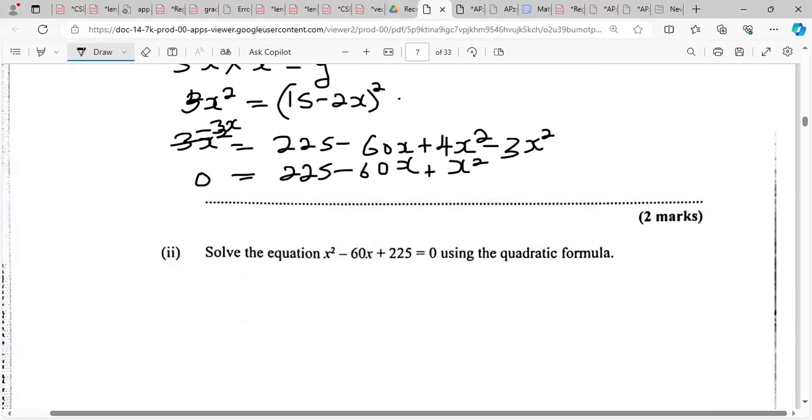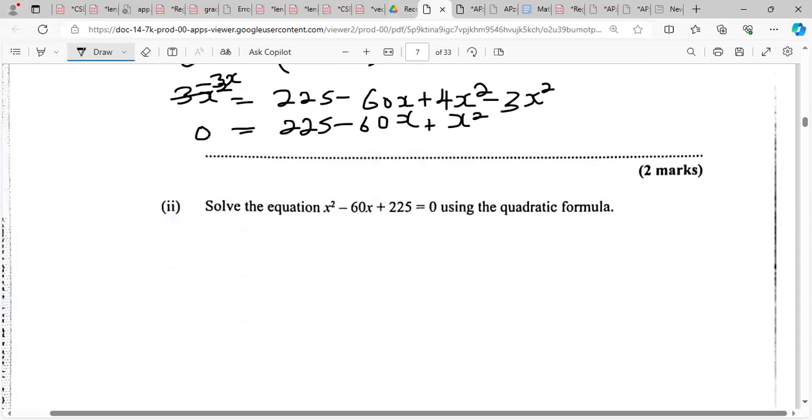It says solve the equation x squared minus 60x plus 225 equal to 0. To solve this using the quadratic formula, or I can factorize. So a is equal to 1, that's the coefficient, b is equal to negative 60, c is equal to positive 225. I could drop this down in a formula. Guys, remember, write this step on your sheet.